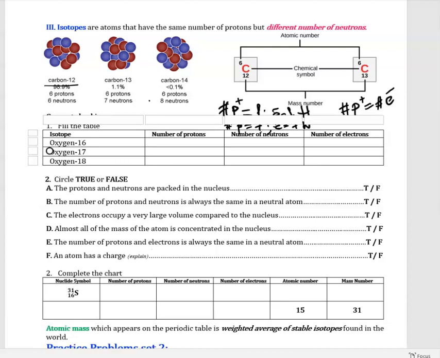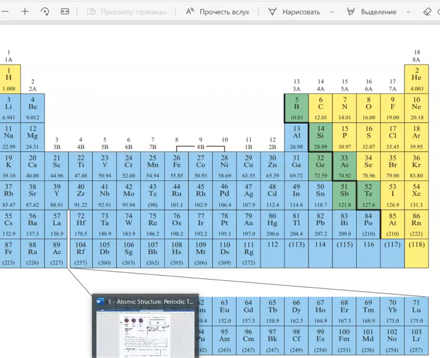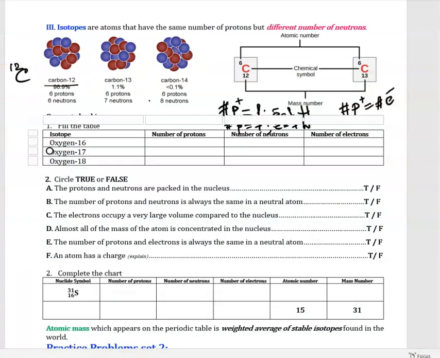What does that mean, 12, 13, and 14? That means it's the mass number. So for carbon 12, the mass number goes on top, and as it is carbon, we can take a look at our periodic table, and you can see here 6, its atomic number. Atomic number 6 goes to the bottom.